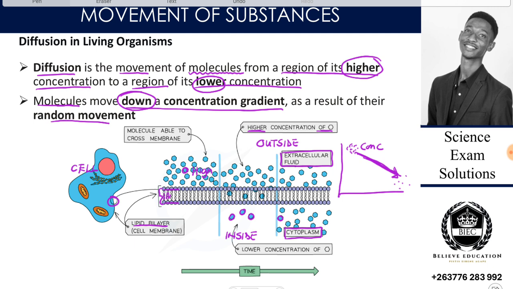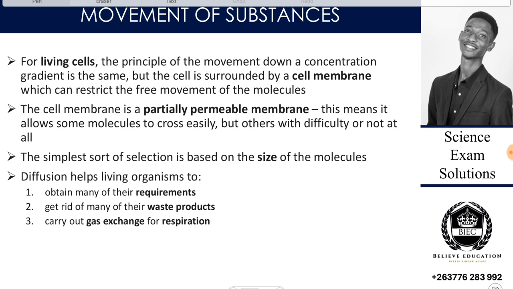So with low concentration and high concentration, we are going to have a net movement. These particles would move from a region of high concentration to a region of low concentration. When they move from a region of high concentration to a region of low concentration, that is diffusion, and this diffusion is across a membrane. So let's look at the other notes.